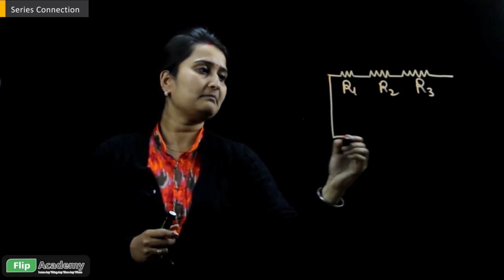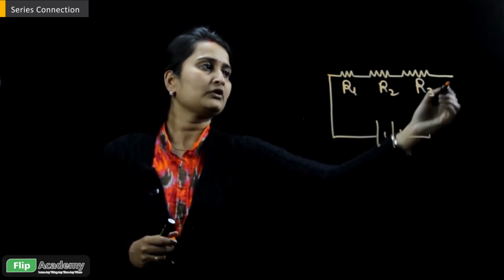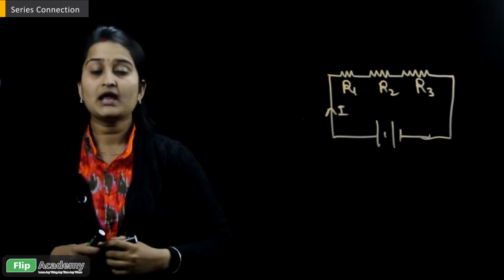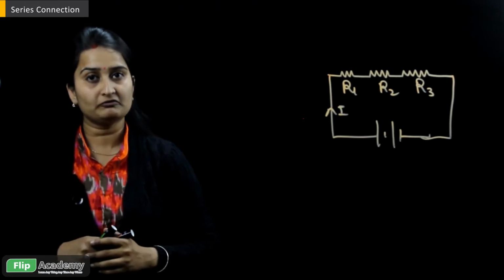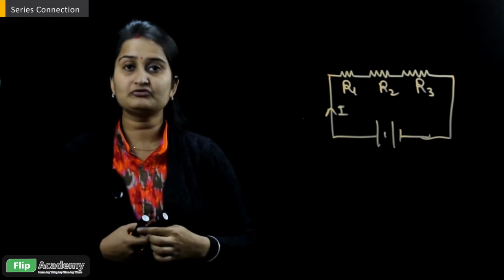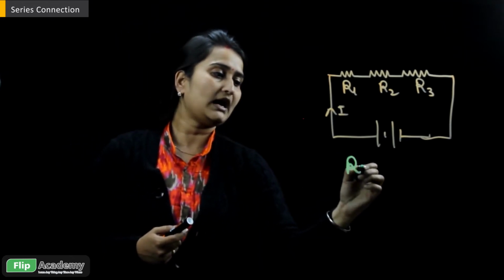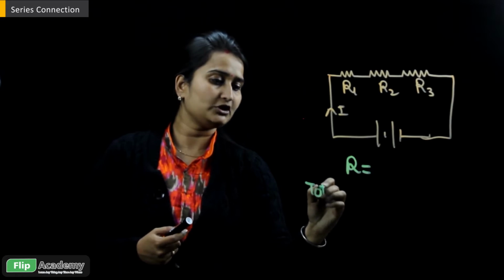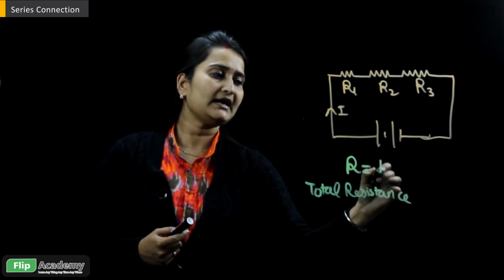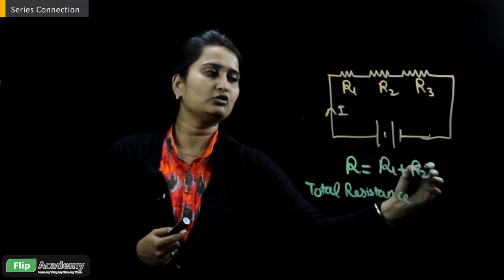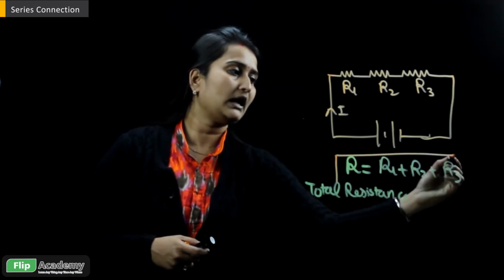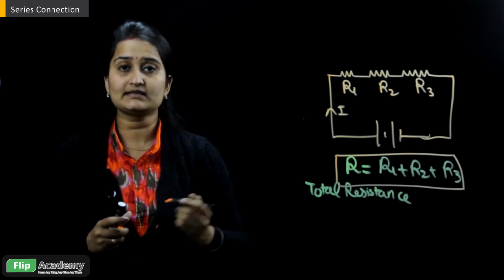If we connect it to a battery, this becomes a closed circuit and the current starts flowing in it. Now in this case, if you need to find the total resistance, it is found by the formula: capital R, that is the total resistance, is denoted by capital R. This total resistance is given by R = R1 + R2 + R3. So this is the formula in the case of a series connection.